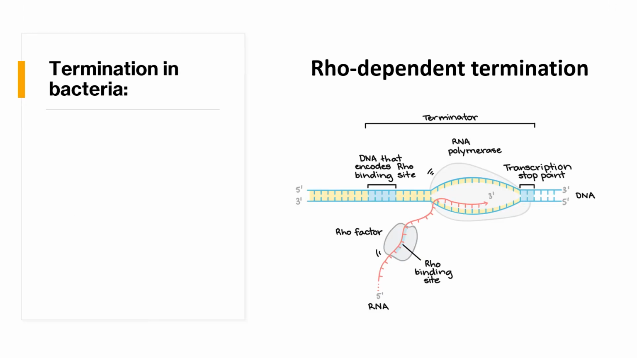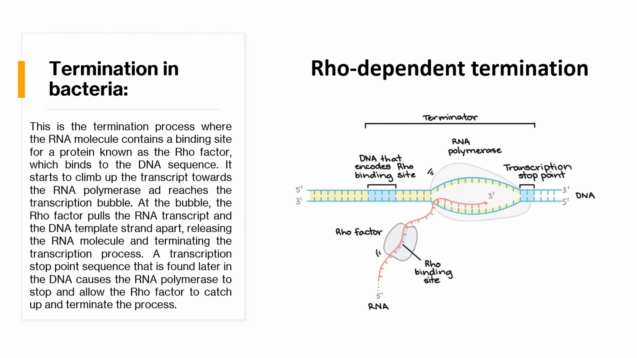Termination in bacteria. Termination is of two types. Rho-dependent termination is the process where the RNA molecule contains a binding site for a protein known as a Rho factor, which binds to it. It starts to climb up the transcript towards the RNA polymerase and reaches the transcription bubble. At the bubble, the Rho factor pulls the RNA transcript and the DNA template strand apart, releasing the RNA molecule and terminating the transcription process.